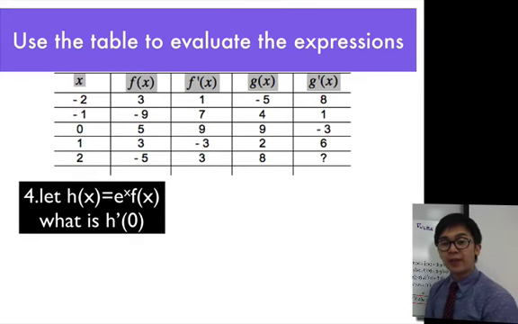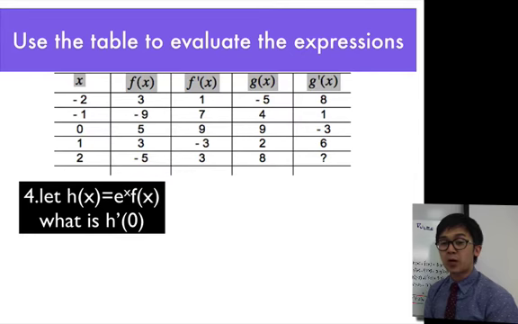Number 4, we have h of x equal to e to the x times f of x. We are asked to find h prime of 0 for this particular problem. Now, look at the function and you need to think of the rule that will be applied in finding h prime of x for this particular function. So we know that we can use the product rule for this problem.